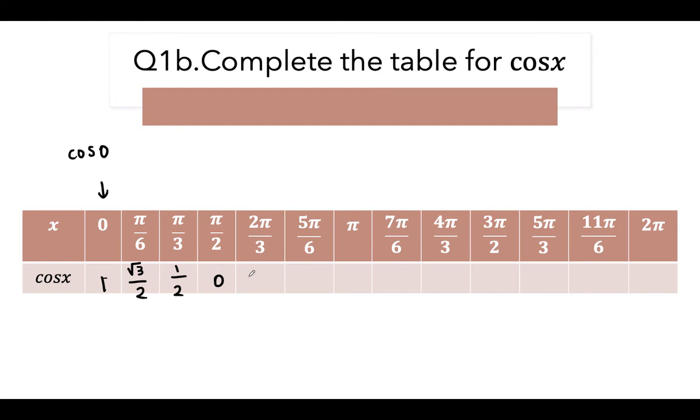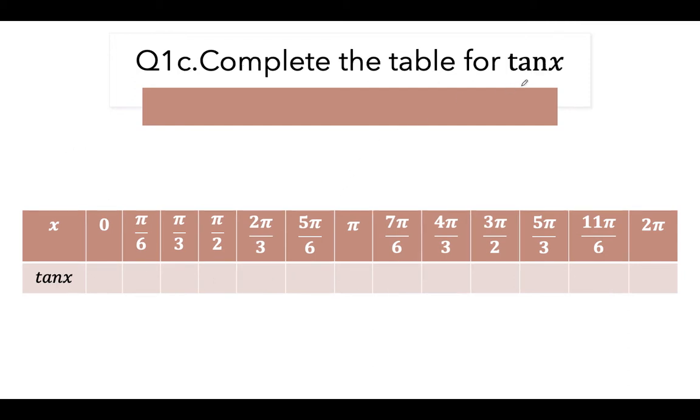You're going to continue to input the angles: negative square root 3 over 2. Cosine of pi is going to give you negative 1. Then negative square root 3 over 2, negative 1 over 2, 0, 1 over 2, square root 3 over 2, and lastly, 1. And lastly, we are going to input tangent.